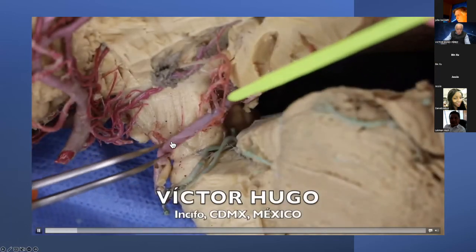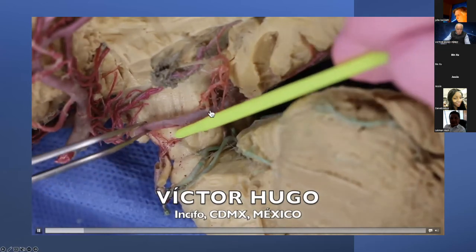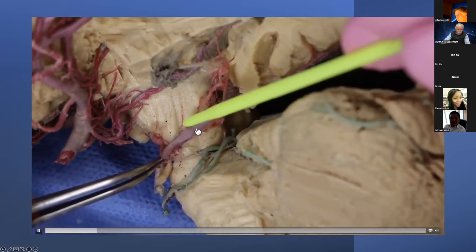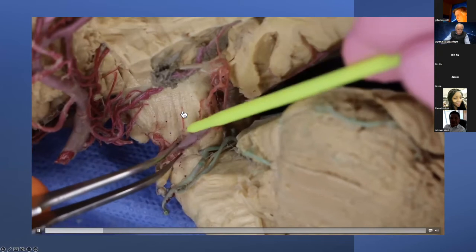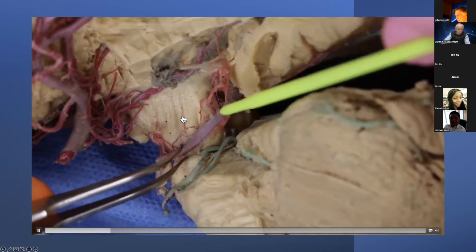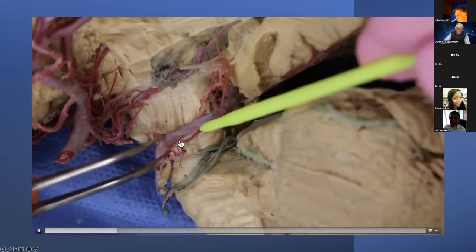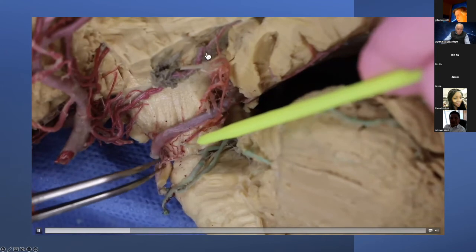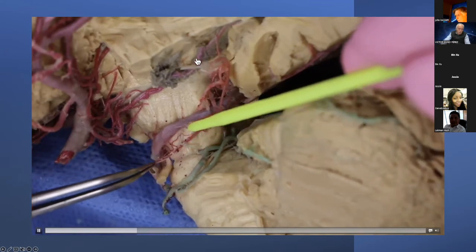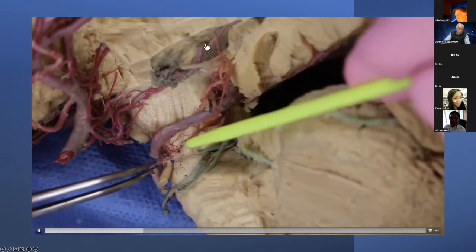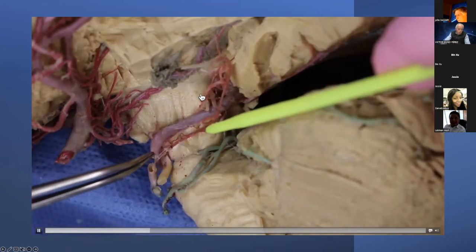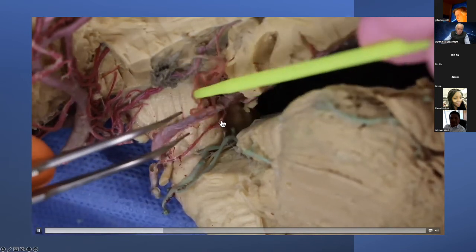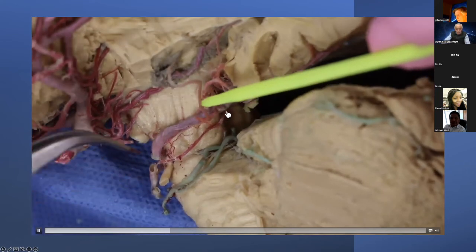Posterior cerebral artery, P2A, P2 posterior, and the branches coming from the posterior cerebral artery going to the crus cerebri, to the peduncle. Very small branches. Choroid plexus in the lateral horn of the ventricle. Anterior choroidal artery, and this artery is the posterior choroidal artery.